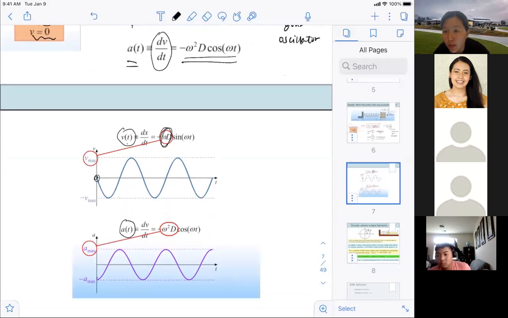All right, sorry, we're out of time. So on Monday next week, we'll continue to talk about simple harmonic motion, and we will revisit this graph at the beginning of our class. Okay, bye everyone.